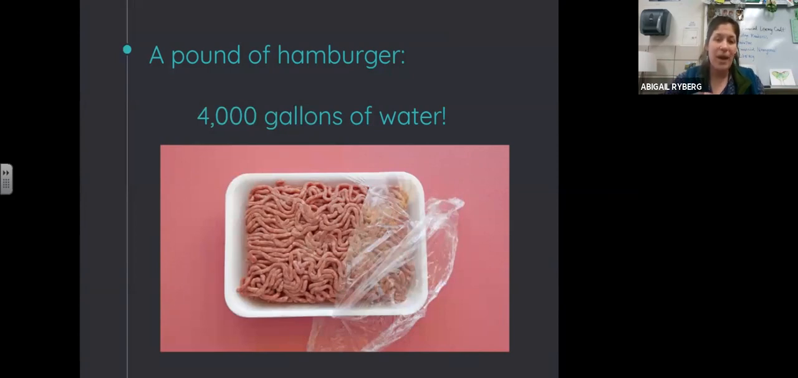Again, one pound of hamburger requires about 4,000 gallons of water. And you imagine most of your families, if you do hamburger for pasta or spaghetti or something, you probably do a couple pounds of hamburger. So just the thousands of gallons of water in every meal we eat is shocking to think about.